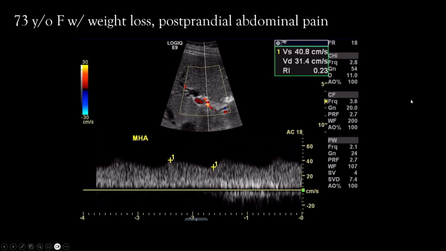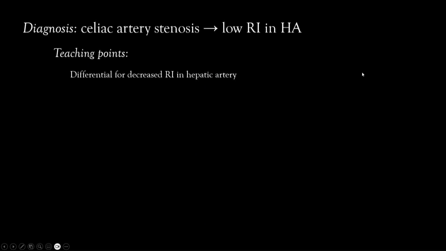73-year-old woman with weight loss, postprandial abdominal pain. Main hepatic artery waveform. So, we see an upstroke here, but it's not very brisk. And then we have this sort of slow decline in the diastolic flow until our next upstroke again. We had a resistive index of 0.2 in this case. So when you see that, you're going to think that there's some sort of stenosis upstream that's blunting that upstroke.